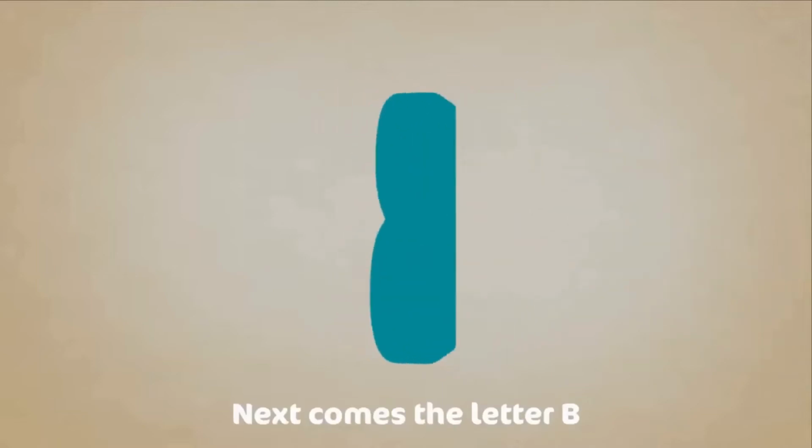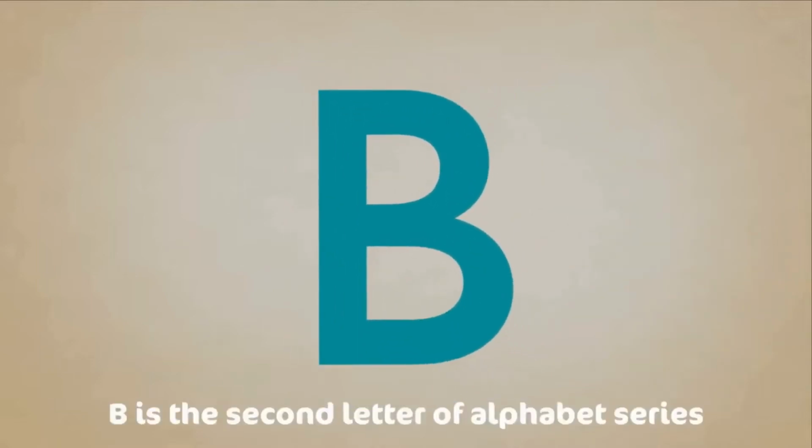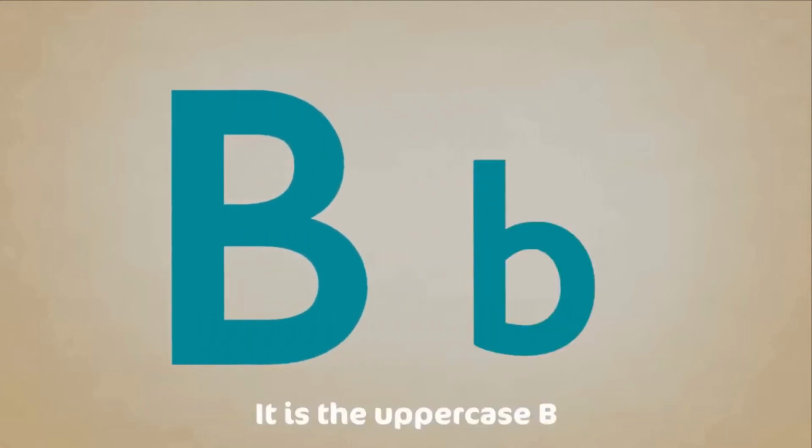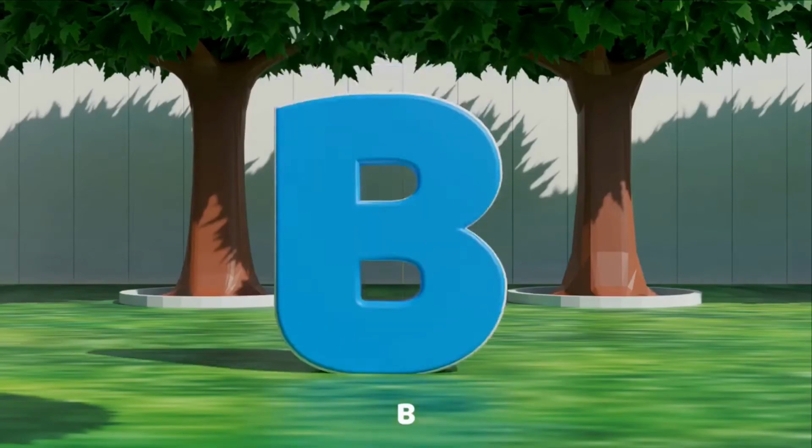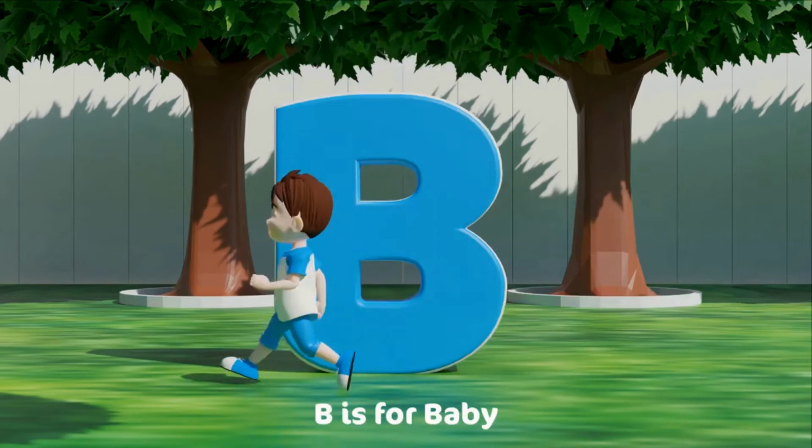Next comes the letter B. B is the second letter of alphabet series. It is the uppercase B, and it is the lowercase b. B. B is for baby.